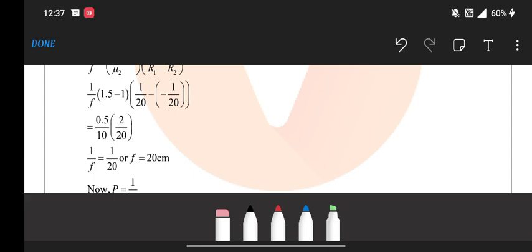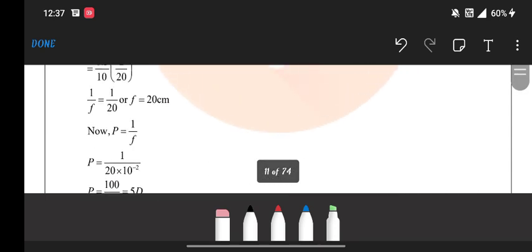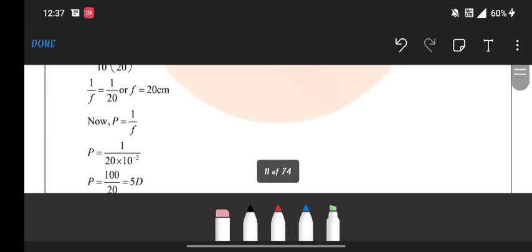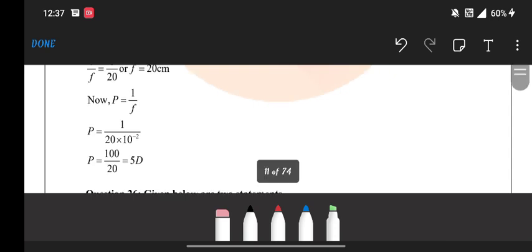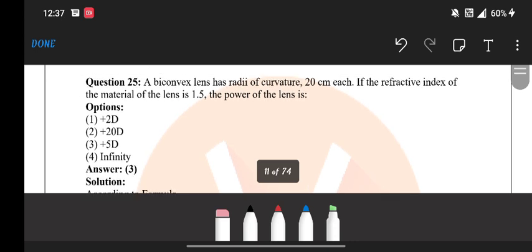So f is equal to 20 we got. Now p is equal to 1 by f. So p is equal to 1 by 20 into 10 to the power minus 2, so p is equal to 100 by 20, that is equal to 5 dioptre. So 5D is the answer. Therefore option C or option 3 is the answer for question number 25.